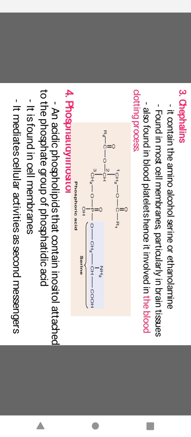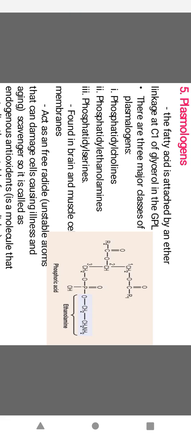Next, phosphatidylinositol, an acidic phospholipid that contains inositol as the alcohol, and phosphatidic acid is present. It is found in cell membranes. It mediates cellular activities. As a second messenger, it acts as the messenger for many chemicals.